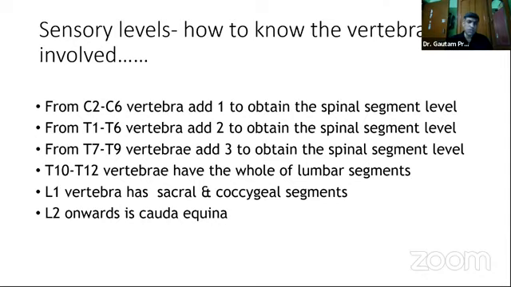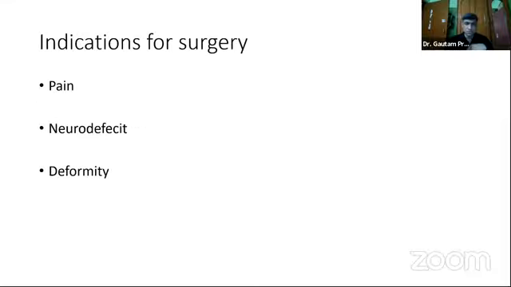In the upper dorsal spine, between D1 to D6, you have to add 2. In the next lower third, that is D7 or T7 to T9, add 3. And we have all these corners present between D10 to T12. So at that level, all the lumbar segments will be originating, and below the L1 and L2 level, all the sacral and coccygeal levels will be seen. Below that, there is only cauda equina. So once the cauda equina levels are affected, that is L2 downwards, then depending on which root is getting involved, that particular lower motor neuron sign we can see in that patient.